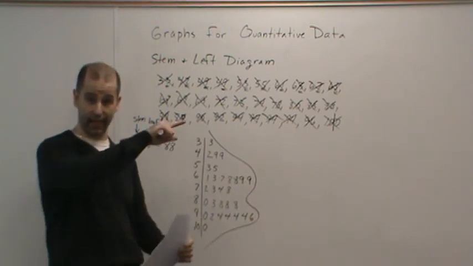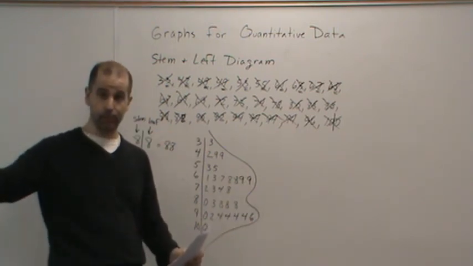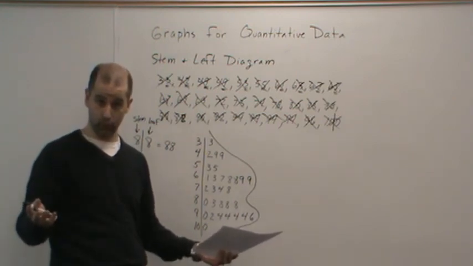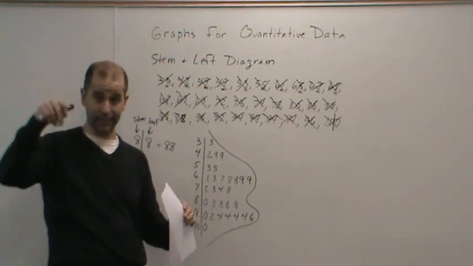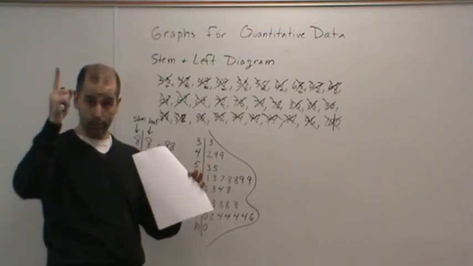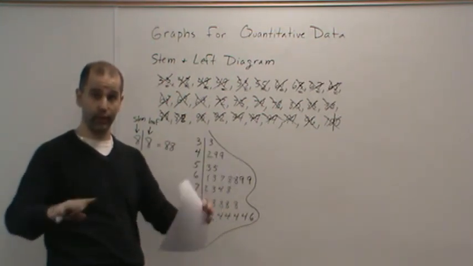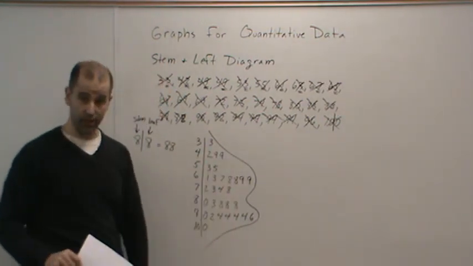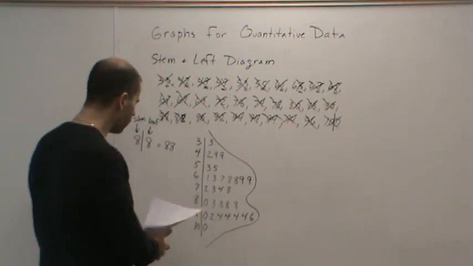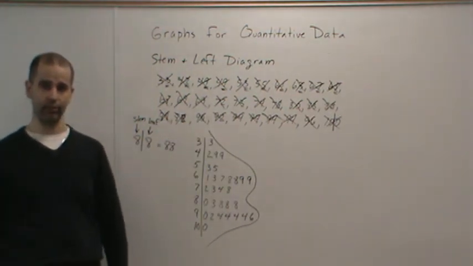You would expect a nice bell-shaped type of curve, or at least unimodal. That's the main thing. One mode versus two modes. So again, just something to consider. Okay, so this is how you construct the stem-and-leaf diagram.